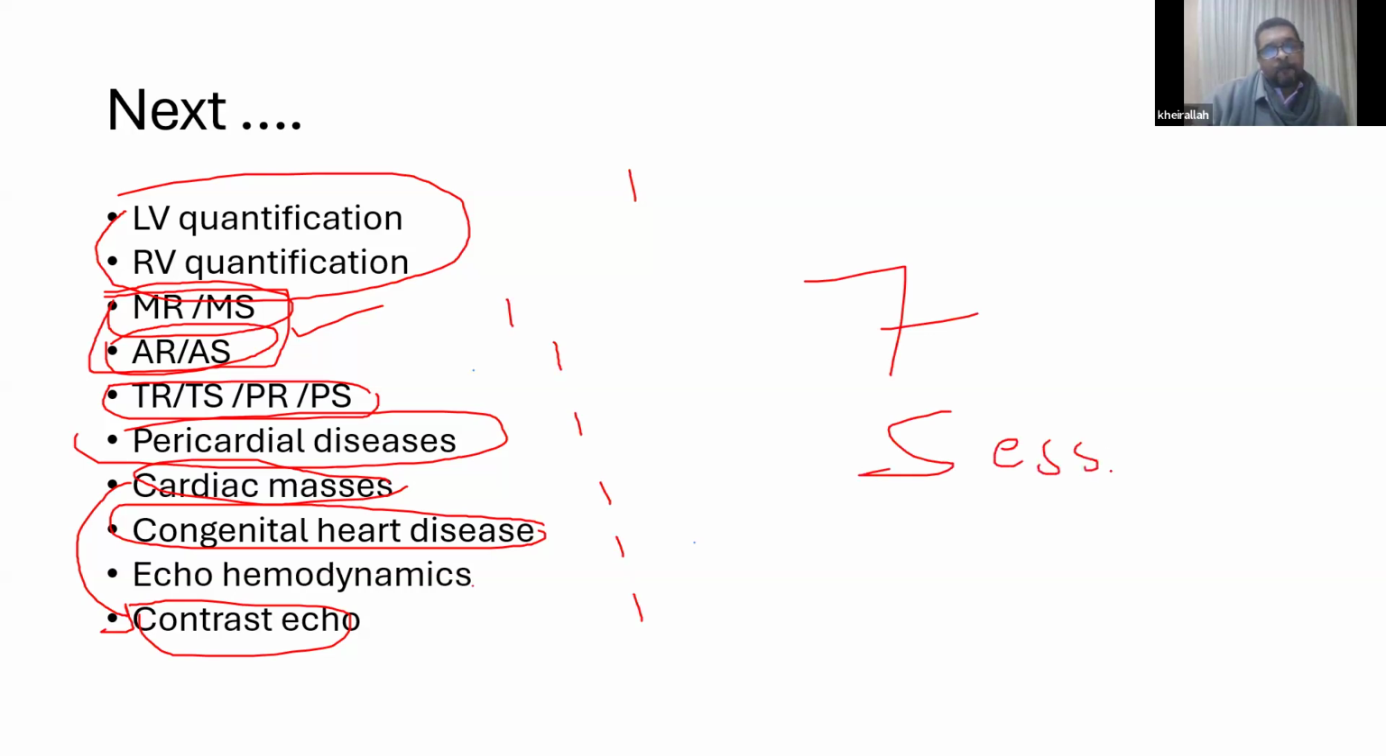Okay. 7 sessions. Of course I'm optimistic that we meet twice weekly, because if we meet twice weekly, 7 sessions are going to finish in 3 weeks. But if not, it's going to be 7 weeks. But I have already arranged all of these things this way. It might not be the same arrangement. We might take, for example, contrast echo differently. There might be some changes. But I'm going to start with the basics first as much as possible.